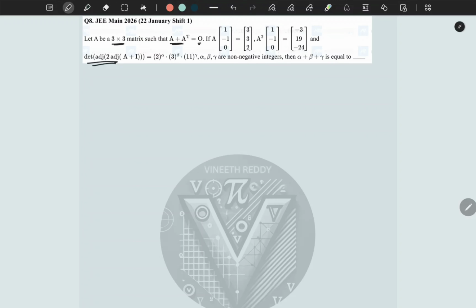He's telling us A is a 3 by 3 matrix such that A plus A transpose is a null matrix. So A plus A transpose is null matrix. That means can we say A transpose is minus A? Acha, what does this mean? A is skew symmetric. Wonderful.